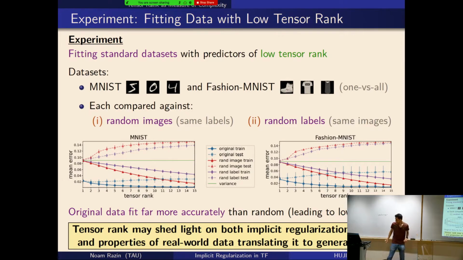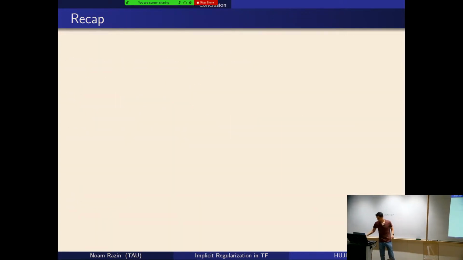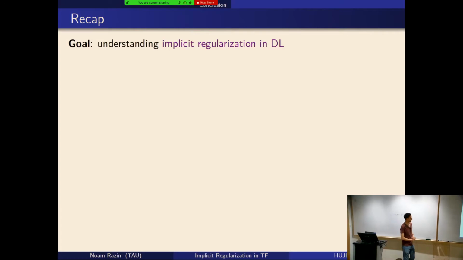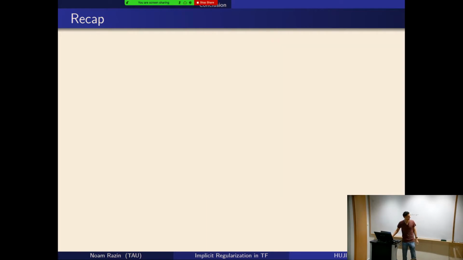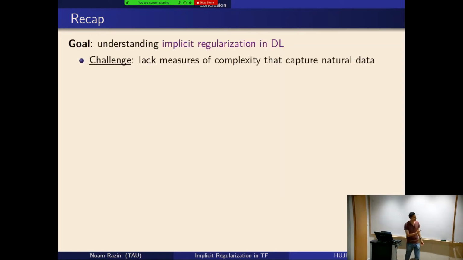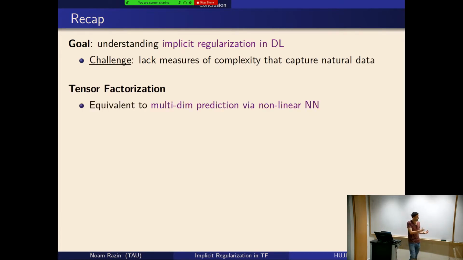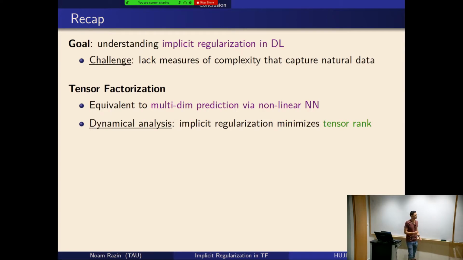Okay, so I'll conclude. We saw that a central goal in the theory of deep learning is to understand the implicit regularization in deep learning. And a major challenge towards doing so is that we currently lack measures of complexity that capture the essence of natural data. Aiming to make progress towards this goal, we study tensor factorization, which is equivalent to solving a certain multidimensional prediction problem using a non-linear neural network, some specific kind of non-linear network. And through a dynamical analysis, we showed that the implicit regularization of this model minimizes tensor rank.